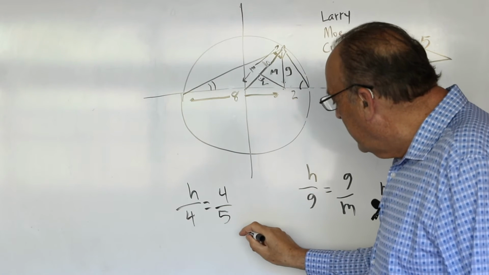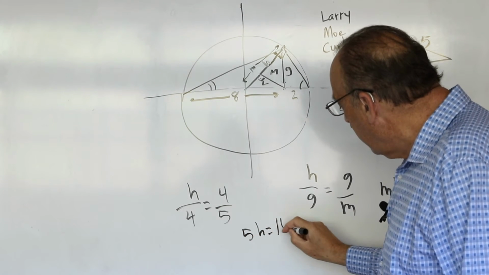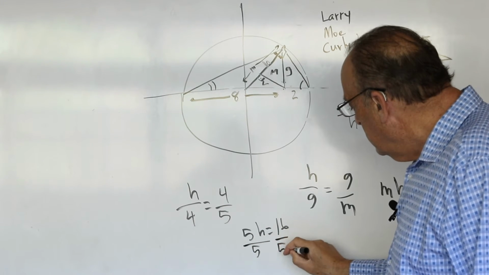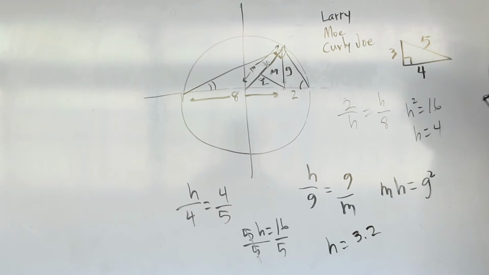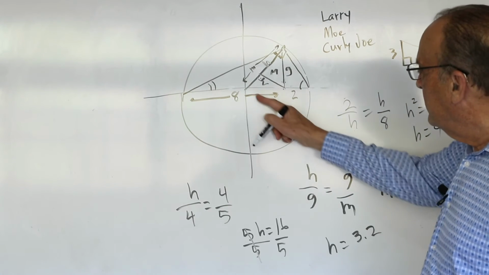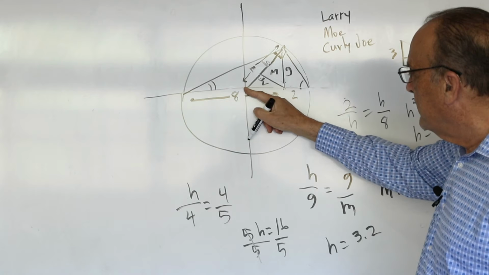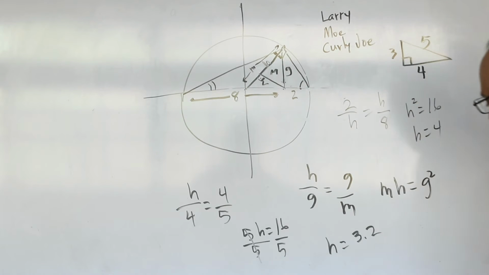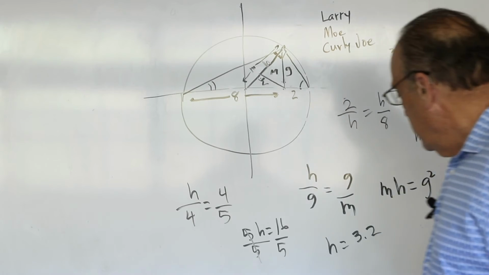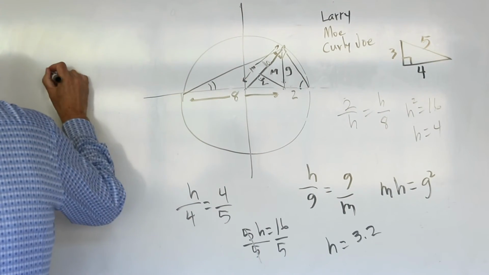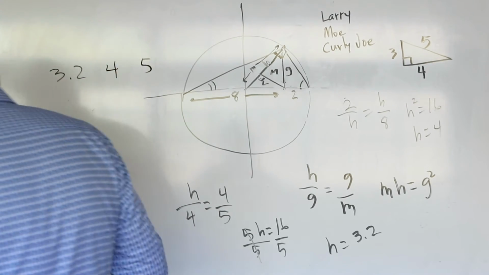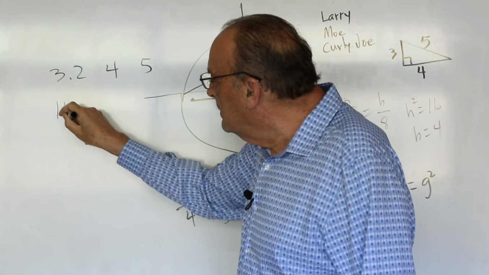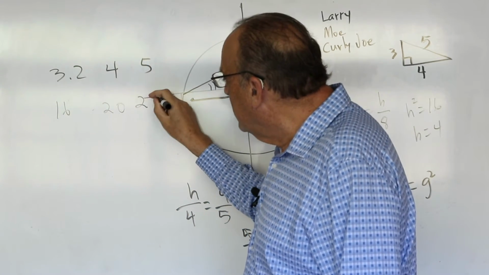So if I cross multiply, I get 5H equals 16. And divide by 5, that cancels. H equals 3.2. To make that a whole number, I have to times by 5. So basically, this distance was 5. So now I'm going to times by this distance again. So if I times everything by 5, I have 3.2, I have 4, and I have 5. If I times everything by 5, I get 16, 20, and 25.